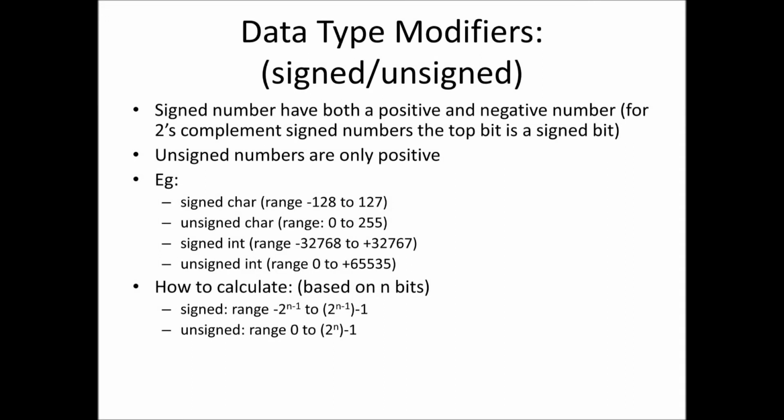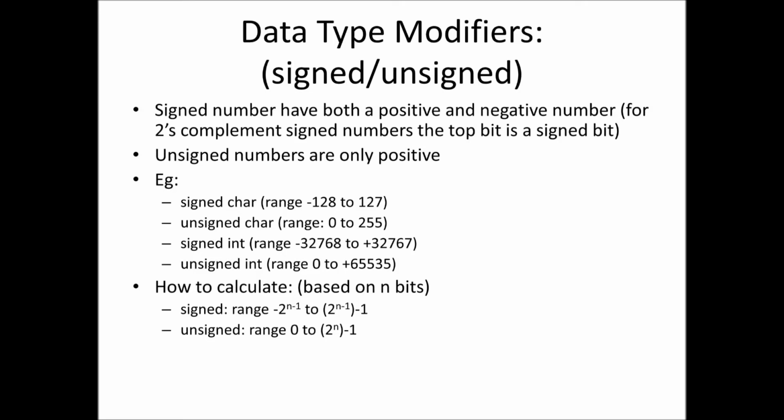Now, by default, these numbers are what we call signed, which means that they can represent positive and negative numbers. The way we represent these signed numbers is the top bit is what's called the sign bit, which represents whether it's a positive or a negative number. So if the sign bit is 0, it's a positive number. If the sign bit happens to be 1, it's a negative number.